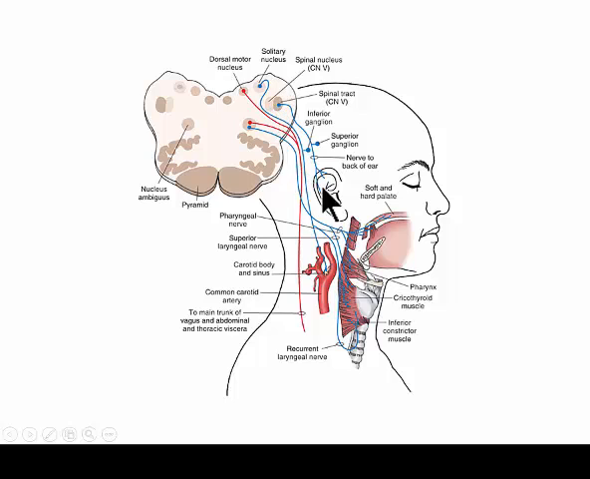Spinal 5, ear pinna, a little bit of membrane. Nucleus ambiguus for muscles of the pharynx and the larynx. Nucleus solitarius is going to do a few taste buds back there on the glottis, etc.